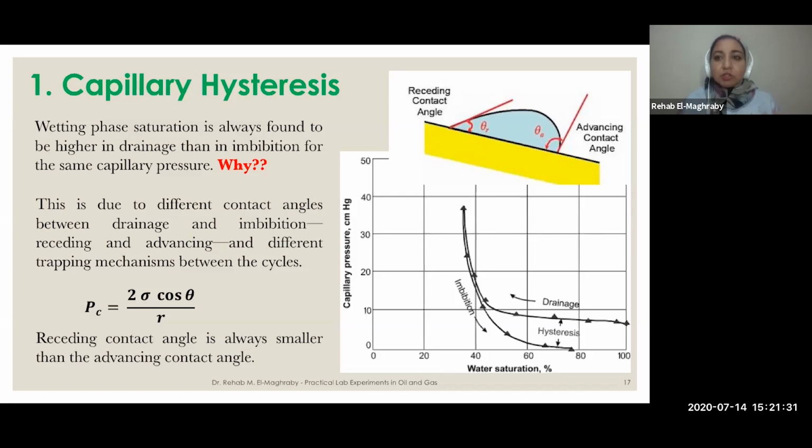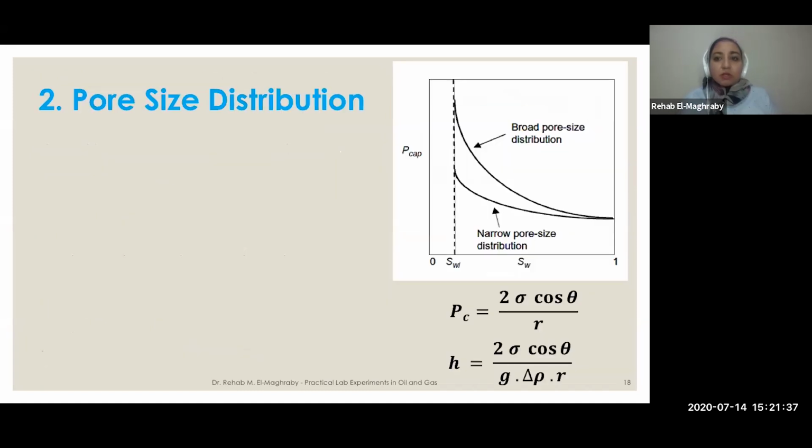This is some definition I want you to understand, and this will show you the importance of the capillary pressure curve, the pore size distribution. How do we get an indication from the capillary pressure about the pores? If you remember again this equation for capillary pressure, we have the relation between the capillary pressure and the radius. The higher the radius, what will happen to the capillary pressure? The lower the capillary pressure.